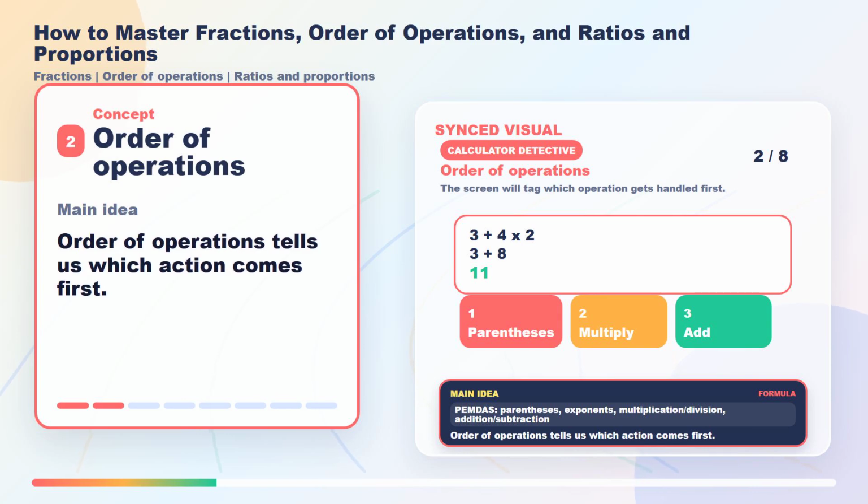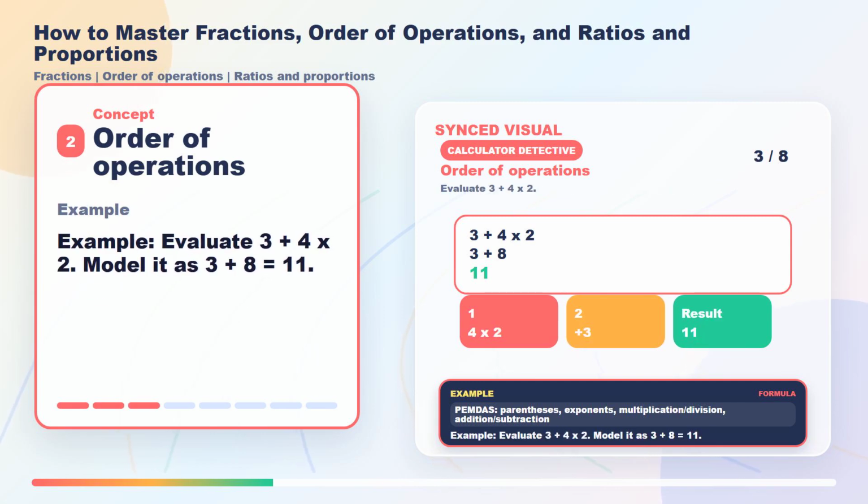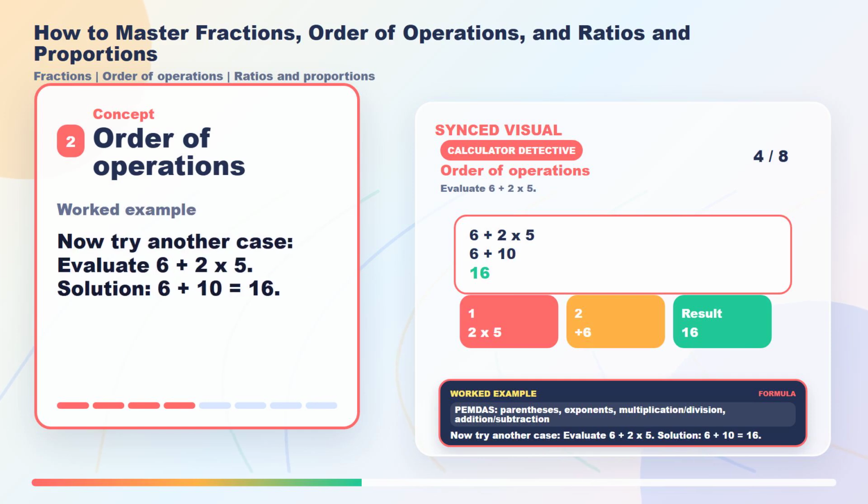The formula to keep on screen is PEMDAS. Parentheses, exponents, multiplication and division, addition and subtraction. The screen will tag which operation gets handled first. Let's model this case. Evaluate 3 plus 4 times 2. We model it directly, 3 plus 8 equals 11. This builds the mental model before we add more steps. We solve it by uncovering one layer at a time.